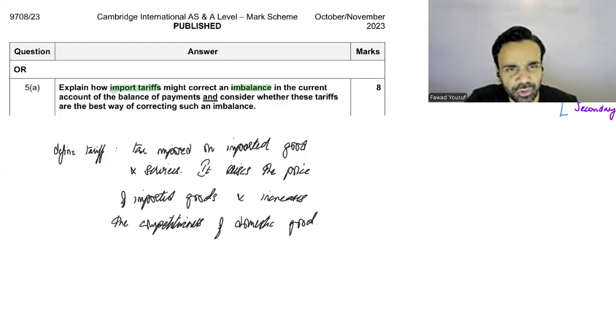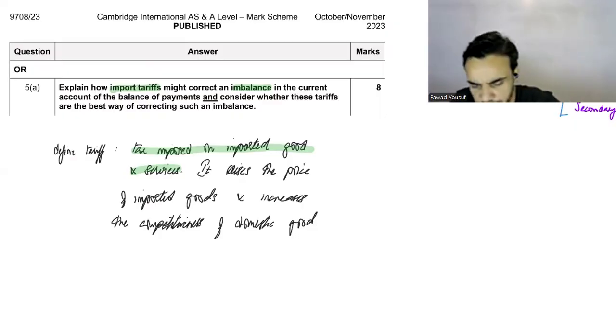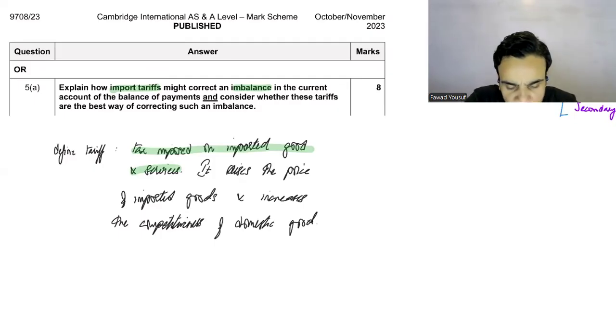Just for definition purposes, मेरे ख्याल में तो आपको mark मिल जाना चाहिए on the very first part that it's a tax imposed on imported goods and services. बाकी तो सब added information है. फिर उसके बाद what else can we define? I think we should define what does it mean to have an imbalance. It can be either side. It can be a surplus or a deficit.